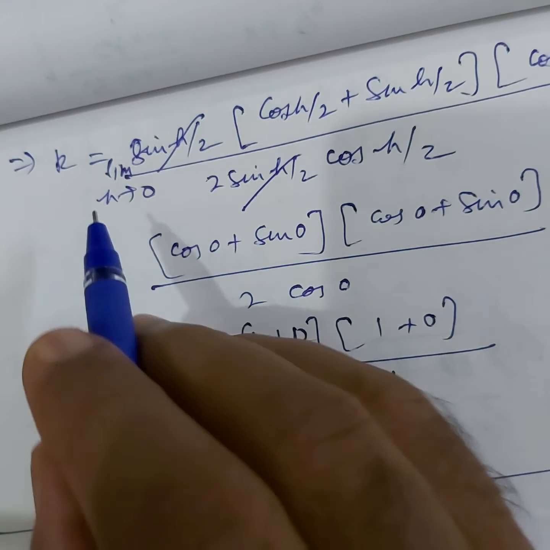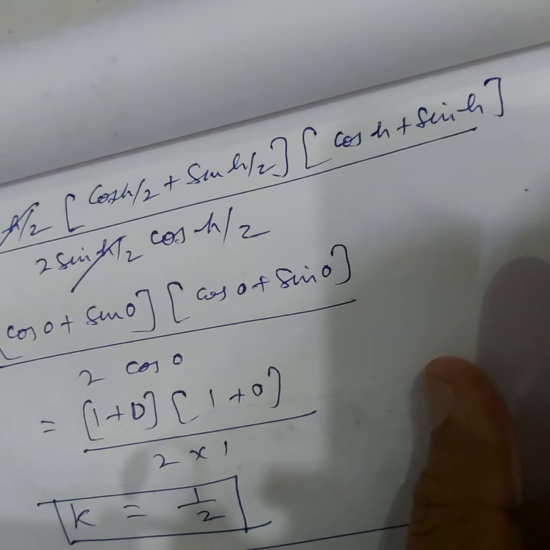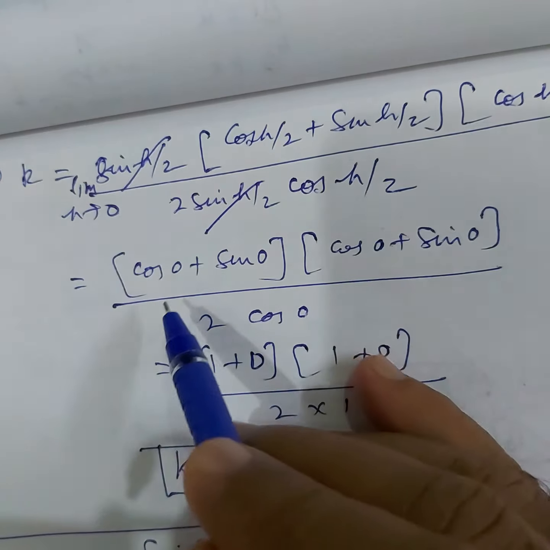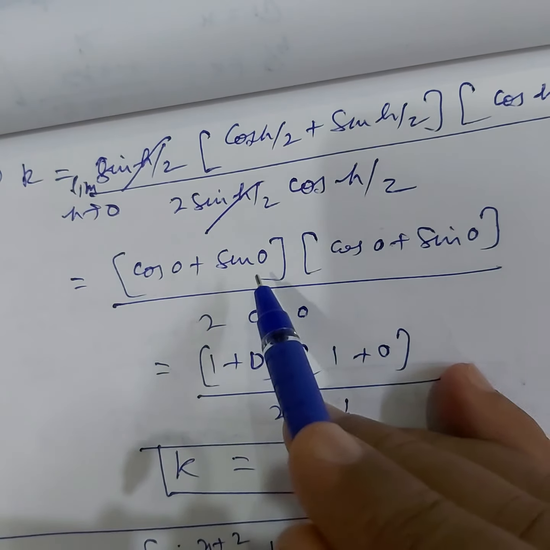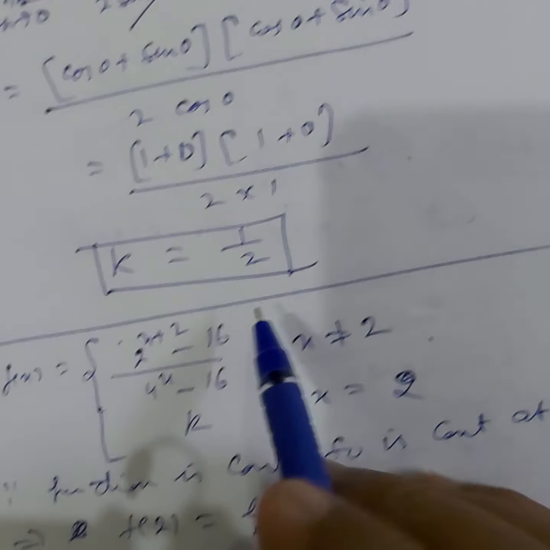We get k is equal to limit h tends to 0 sin h by 2 cos h by 2 plus sin h by 2 cos. This cancels, and after cancelling we put the value of the limit, so h is equal to 0, and we get k equal to half.